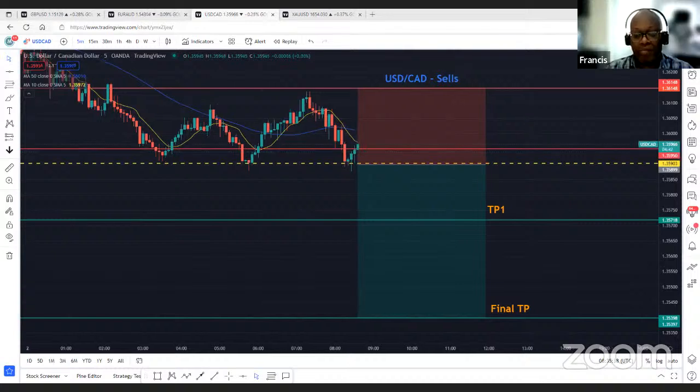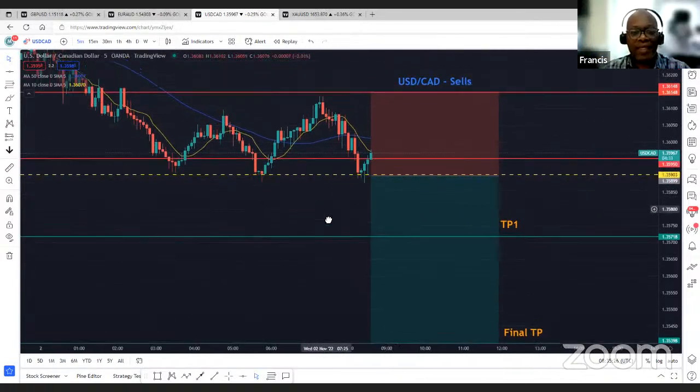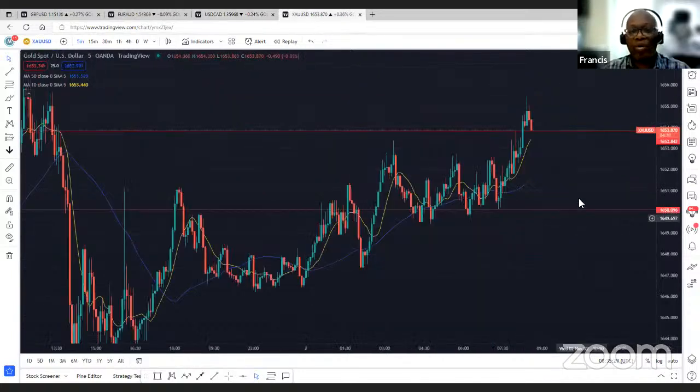So what I am saying invariably is, if I did not take this sell on USD CAD, I would have been buying gold. So we're hoping that this is not a fake out. If it is playing out as a fake out, then what we'll do is we will come out of it early. You have to know when to cut your losses.